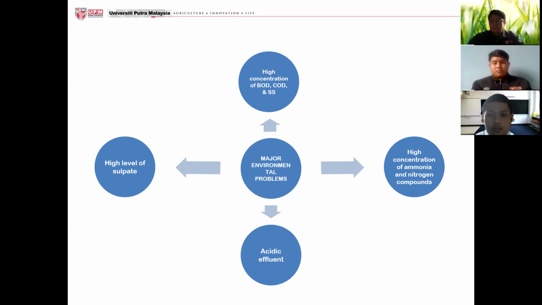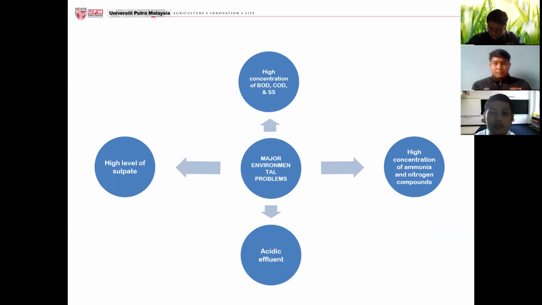So for the high concentration of BOD, COD, and suspended solids, the main sources of the pollutant are coagulation serum, field latex coagulation, and skim latex coagulation. These compounds are readily biodegradable, and this will result in high oxygen consumption upon discharge of wastewater into receiving surface water.